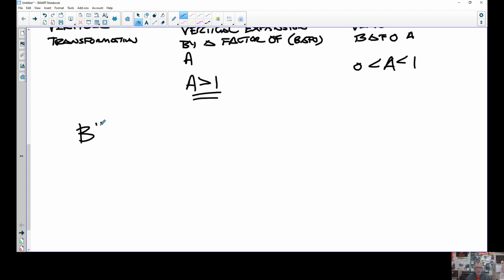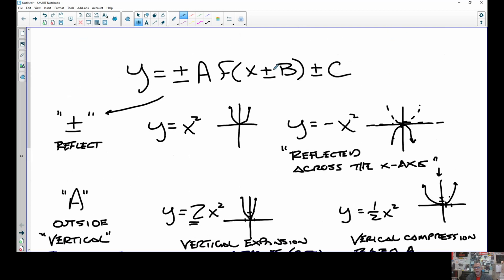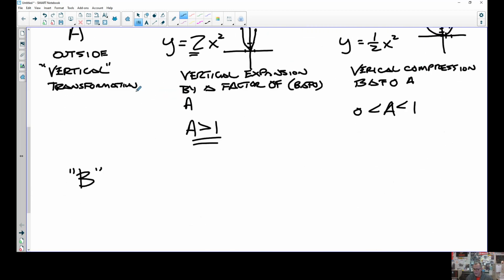The b value is inside the function, right? It's inside here. So we're adding or subtracting inside. When we have this inside, this creates a translation, all right? And that translation is going to be going side to side. When this constant is inside the function and it's added or subtracted, we get a translation.